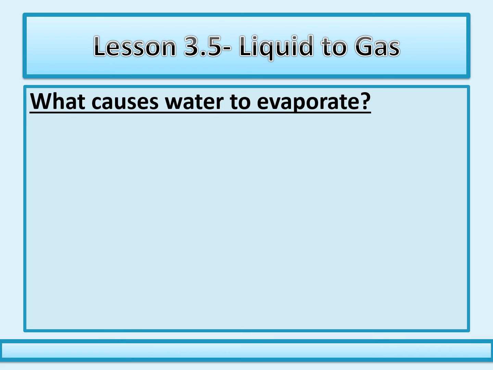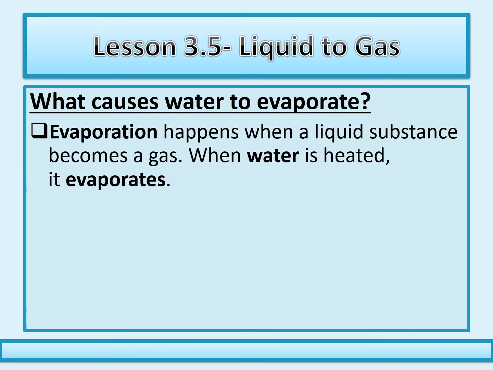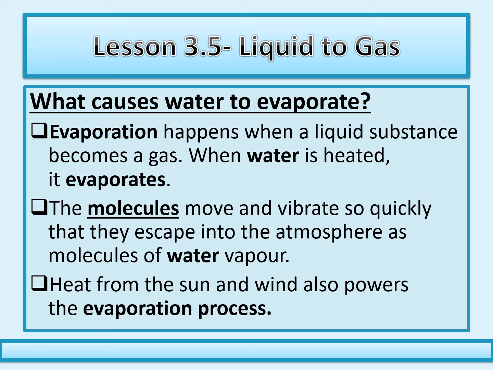What causes water to evaporate? Evaporation happens when a liquid substance becomes a gas. When water is heated, it evaporates. The molecules move and vibrate so quickly that they escape into the atmosphere as molecules of water vapor. Heat from the sun and wind also powers the evaporation process.